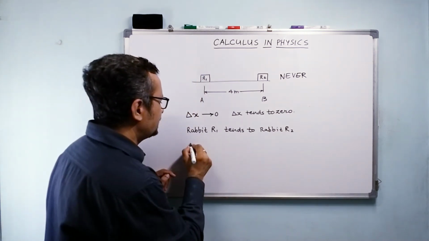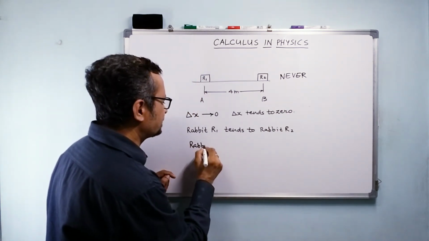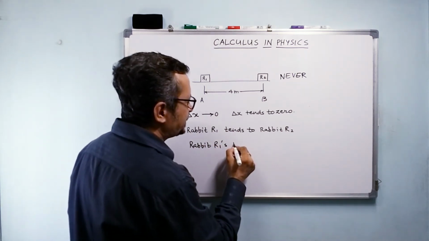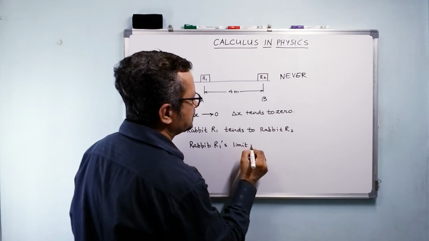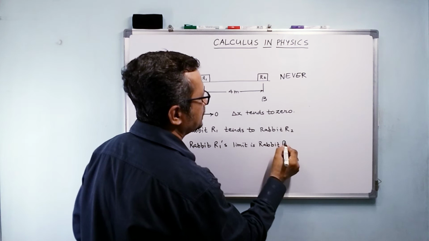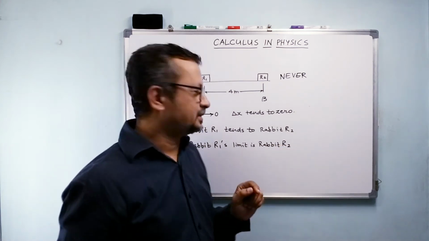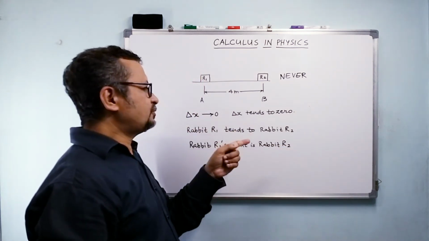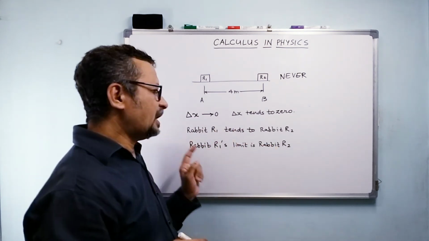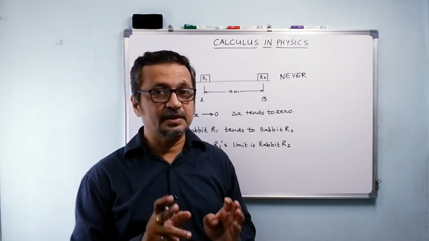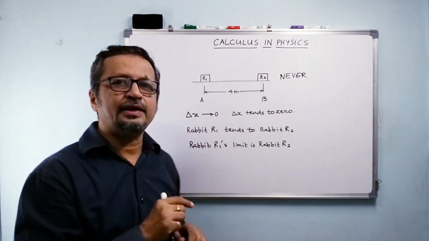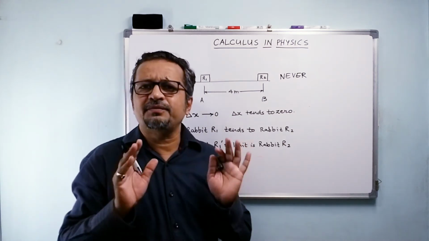That means rabbit R1's limit is rabbit R2. So as my delta x tends to 0, rabbit R1 tends to rabbit R2, that means rabbit R1's limit is rabbit R2. Now when I say delta x tends to 0, that means this delta x is very small.